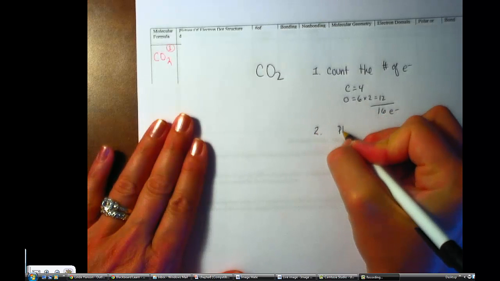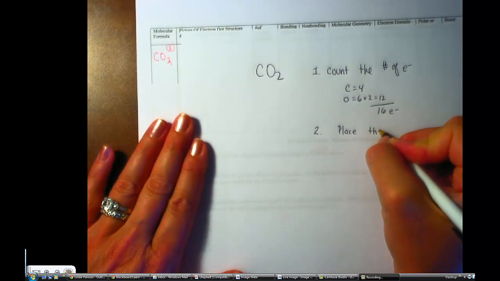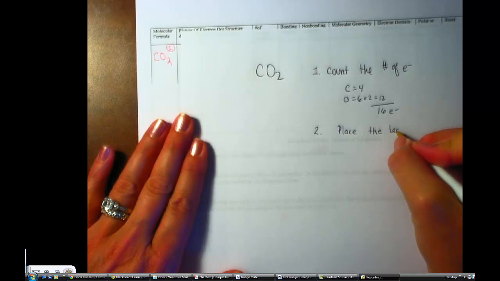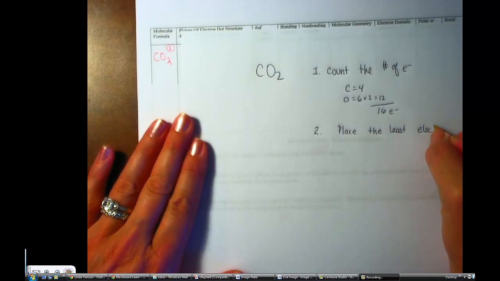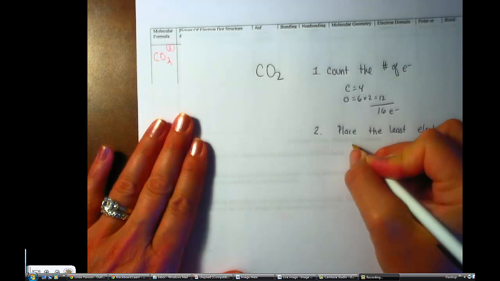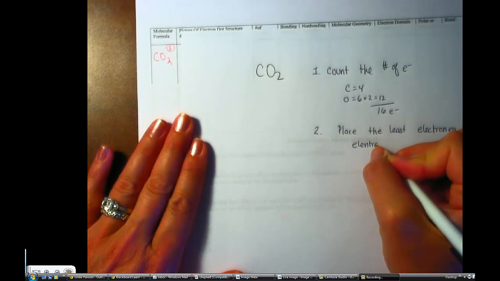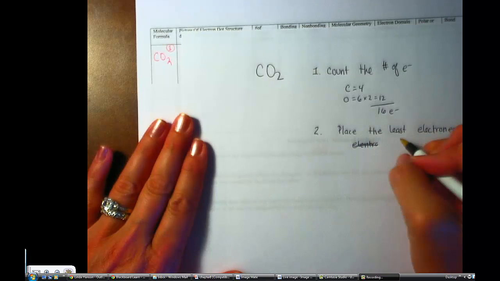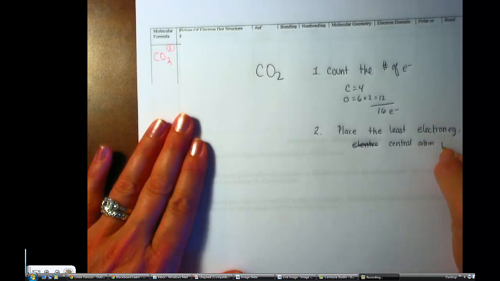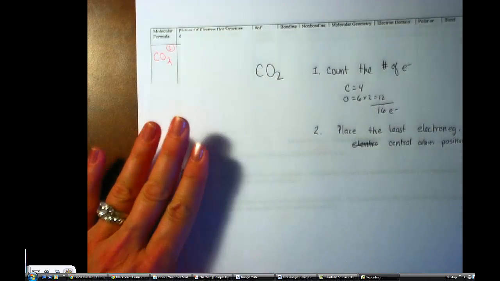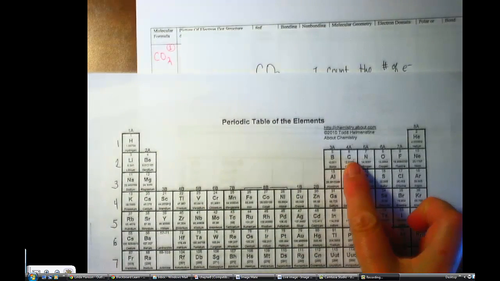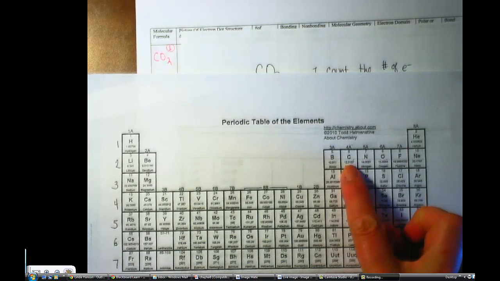Step number 2, place the least electronegative element in the central atom position. Sorry, I was speaking and trying to write. Central atom position. In other words, the element farthest from fluorine is the least electronegative. Between carbon and oxygen, carbon is the farthest from fluorine. It's the least electronegative. And also I want you to consider symmetry.